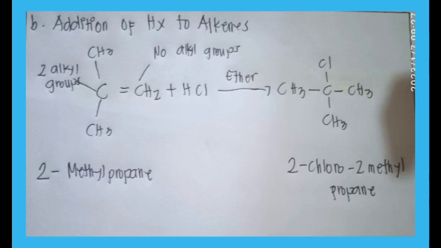For letter B, we have 2-methylpropene. Carbon is double bonded to CH2 plus hydrochloric acid. It is equal to 2-chloro-2-methylpropane. That is for letter B.